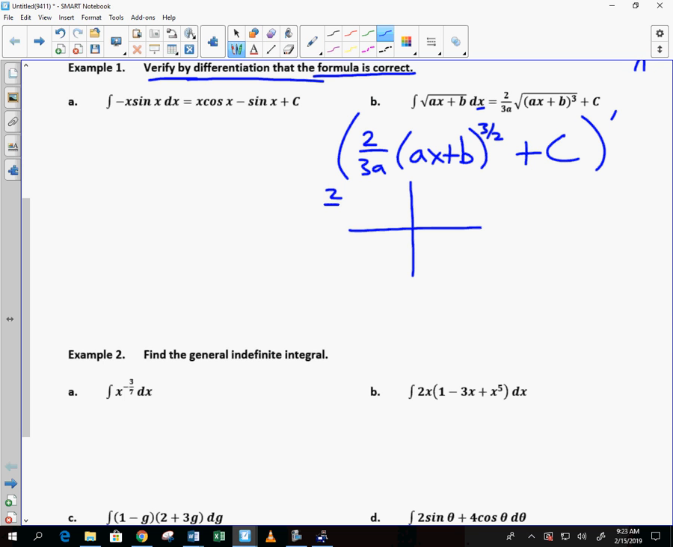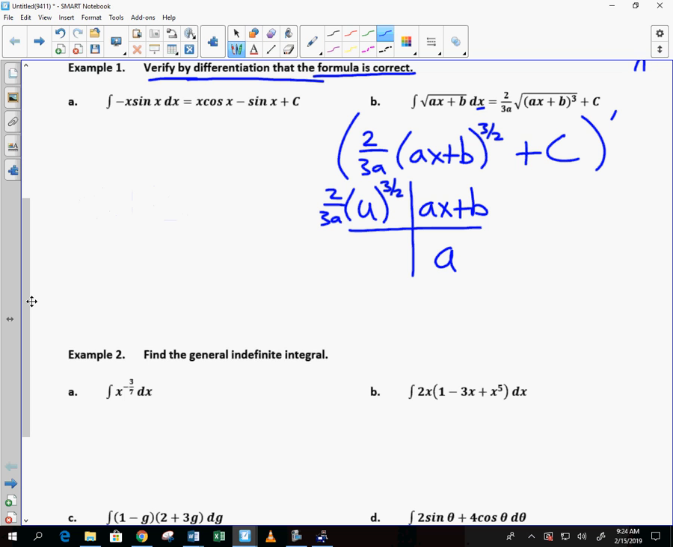We have 2 over 3a times u to the 3/2 power. What is u? Ax plus b. Can somebody tell me the derivative of ax plus b? A. If the variables ever confuse you, rewrite it with numbers. If I said it was 2x plus 3, what's the derivative of 2x plus 3? 2. So therefore, the derivative of ax plus b is a.